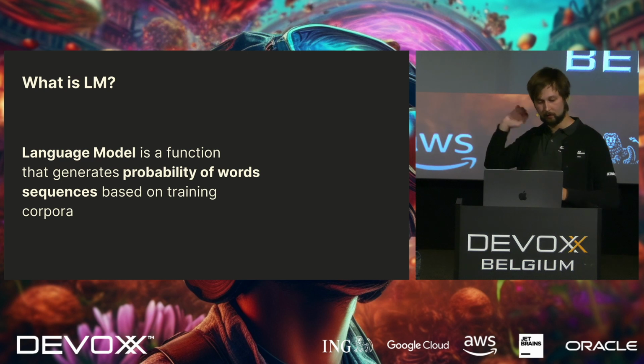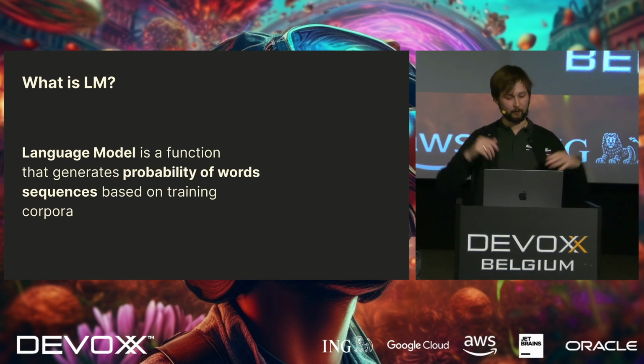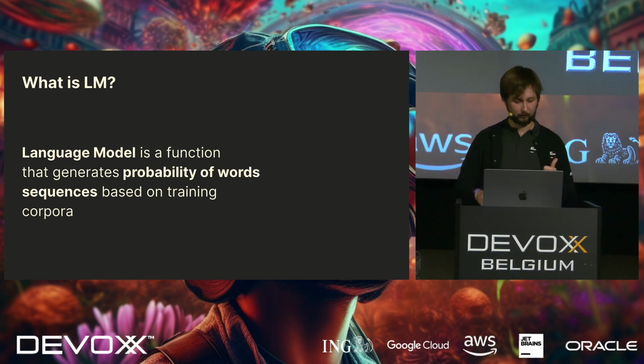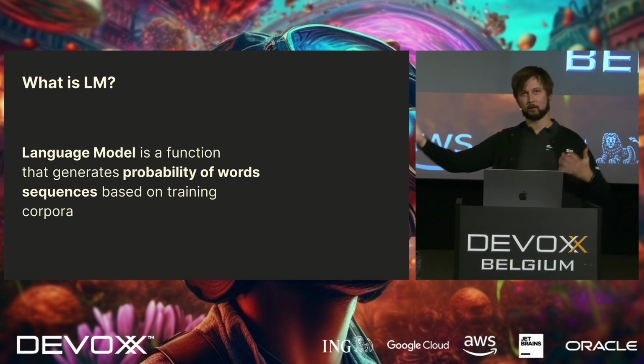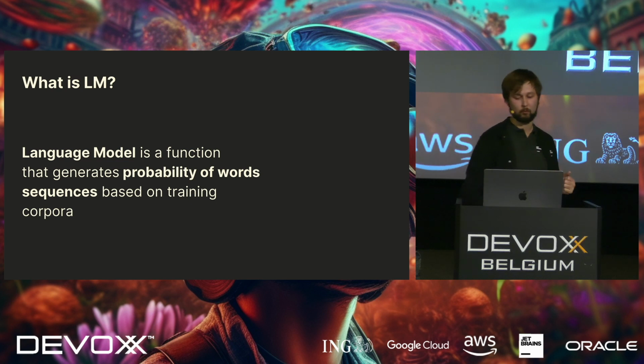And once again, from our machine learning department, a language model is a function that generates the probability of word sequences based on training corpora. So you have a big training corpus, for example of text or Kotlin, and you generate a language model. And this is where things become quite interesting.